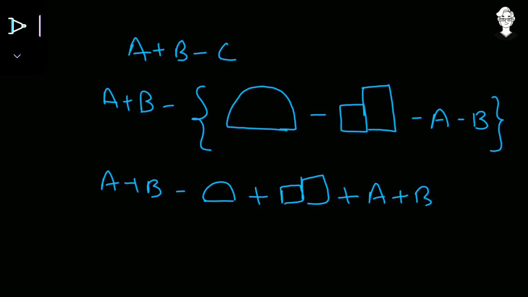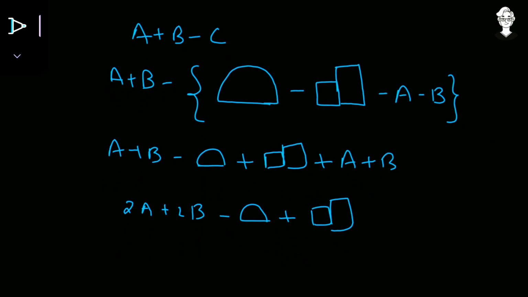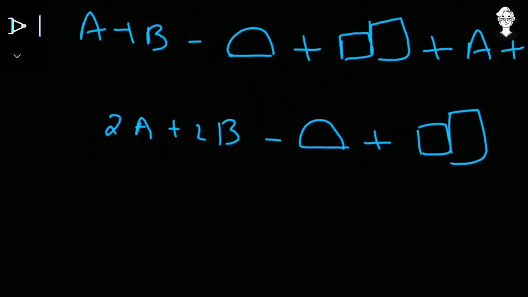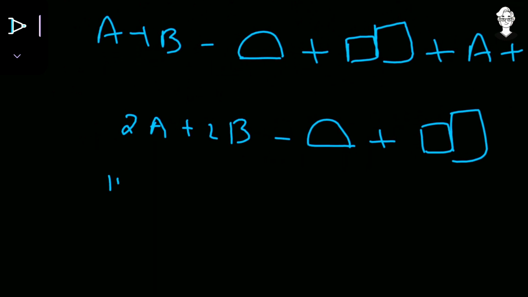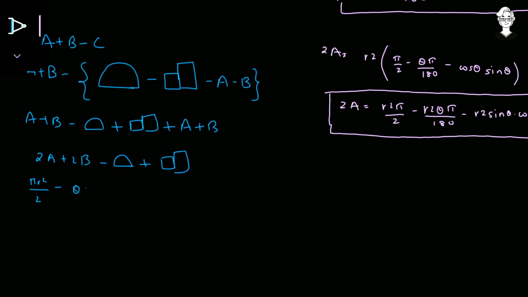So a plus b becomes 2 times a plus 2 times b minus the area of the semicircle plus the area of these two squares. Now let us have the value of all this. So we have the value of 2 times a over here, that is pi r square upon 2 minus theta pi r square upon 180 minus r square sine of theta into cos of theta.